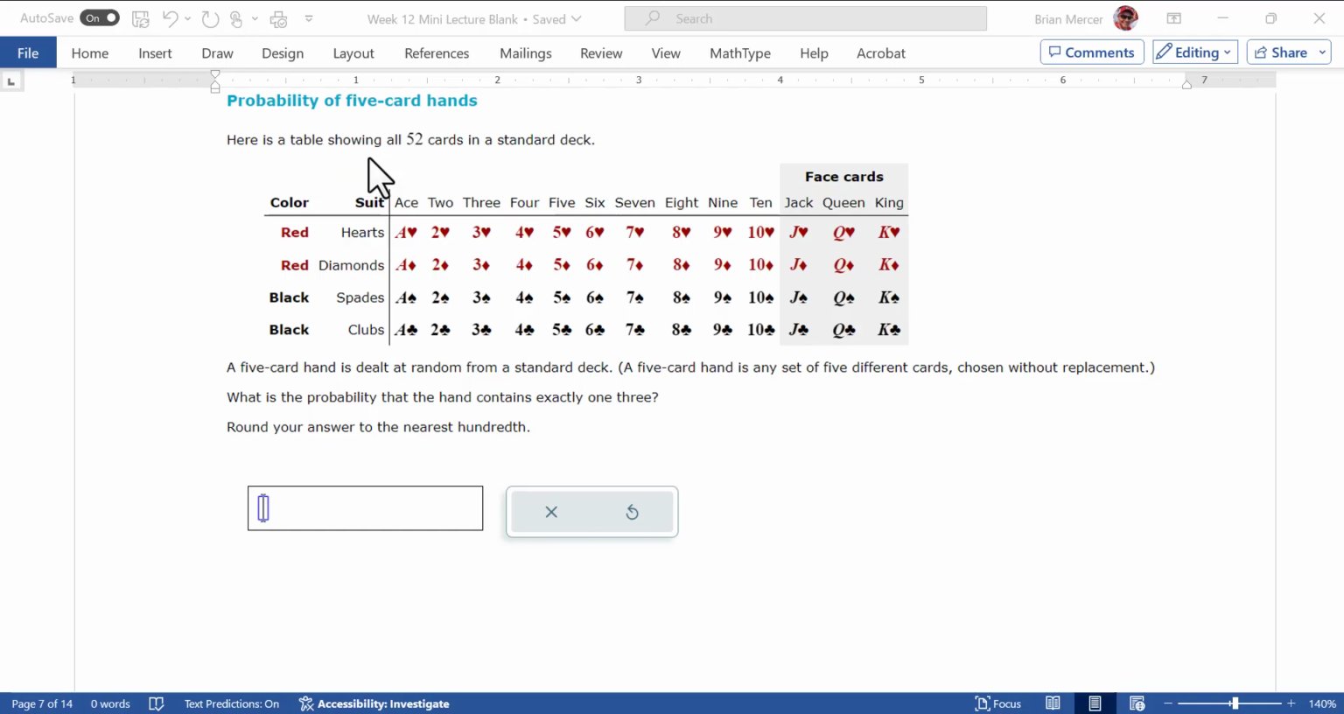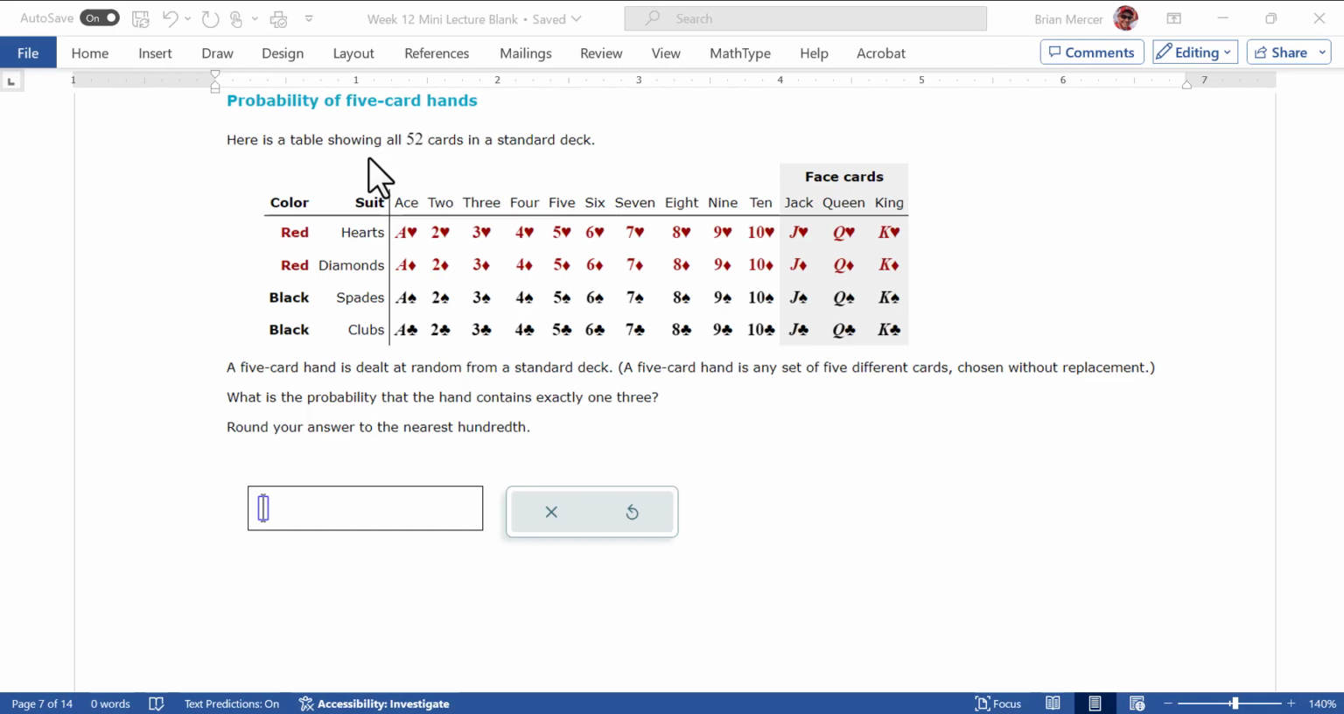So this topic is called probability of 5-card hands. The question says, here's a table showing all 52 cards in a standard deck. So I just kind of got it organized for you to help you count and keep track of how many of each suit and what kind of cards you have.